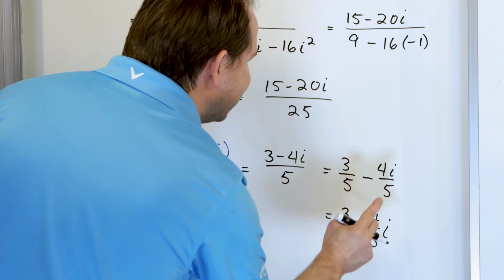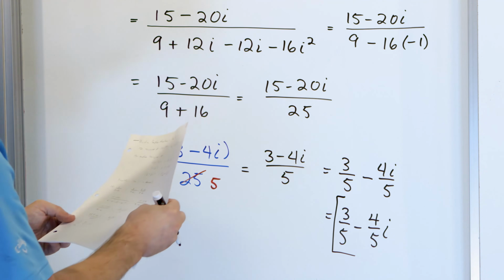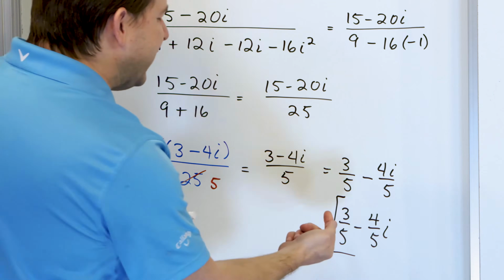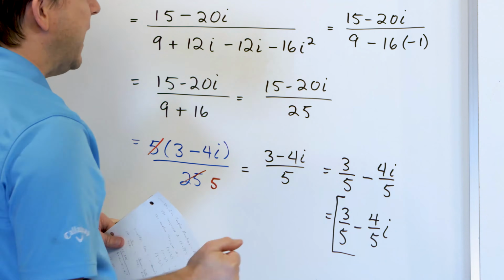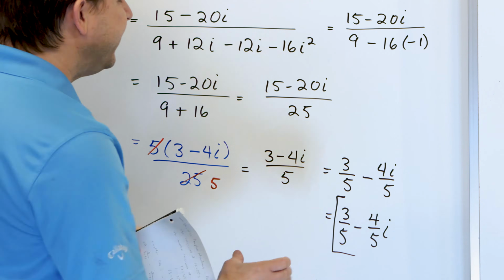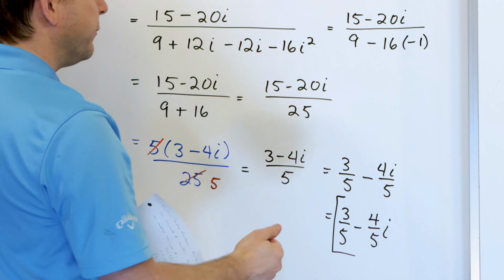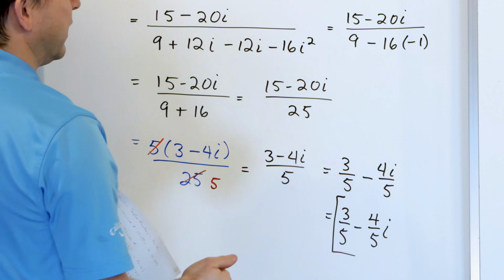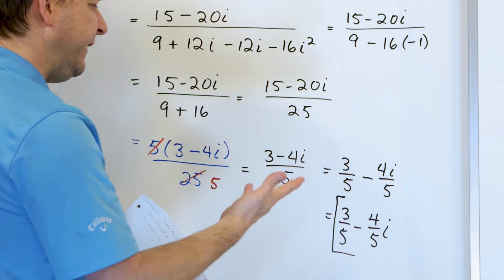This is the only change. 4i over 5 is exactly the same as 4/5 times i. I like to see it like this because the real part is 3/5, the imaginary part is negative 4/5 i. That's the imaginary part. And this is a true complex number. You can have the real part, you can look at it on a number line, the imaginary part, you can plot this in the complex plane like we've done before, and it's very easy to understand.